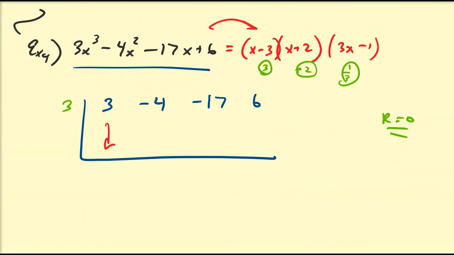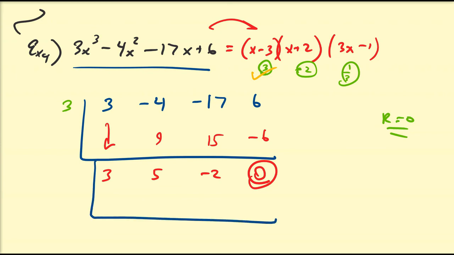Alright, so bringing our 3 down to start the process, 3 times 3 is 9, 9 minus 4 is 5, 5 times 3 is 15, and negative 17 plus 15 is minus 2, 3 times minus 2 is minus 6, and minus 6 plus 6 is 0. So we verified that 3 divides into it evenly. Now we're going to continue the process with our next number of interest, which is minus 2.